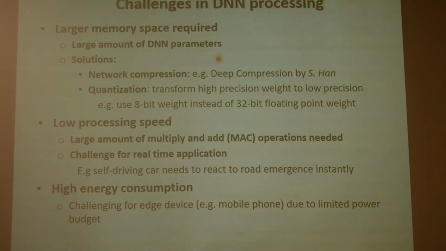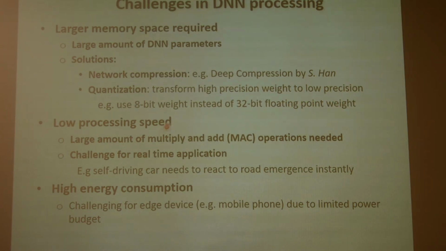So a summary of the challenges in the deep neural network processing. The first is that since there are a lot of parameters in the deep neural network, it requires a large memory space for storage. And there are some solutions at the algorithm level. The first one is to compress the neural network, and the second approach is to do quantization. That means we transform some high precision number to a low precision number. For example, some networks use only 8-bit weight instead of the 32-bit floating point weight to reduce the storage space.